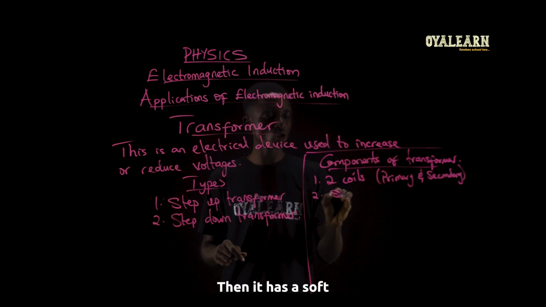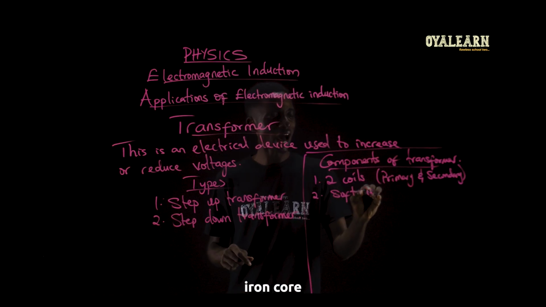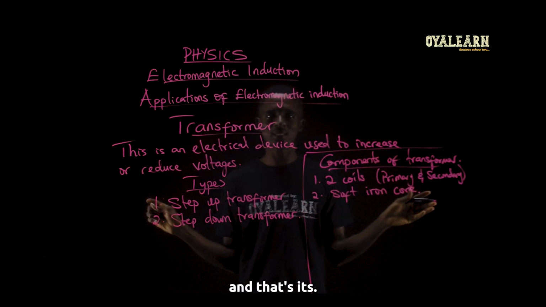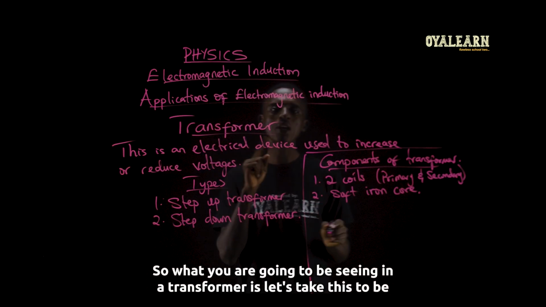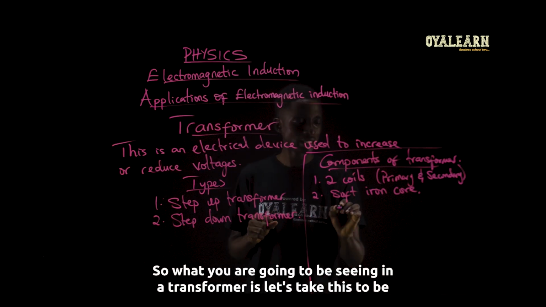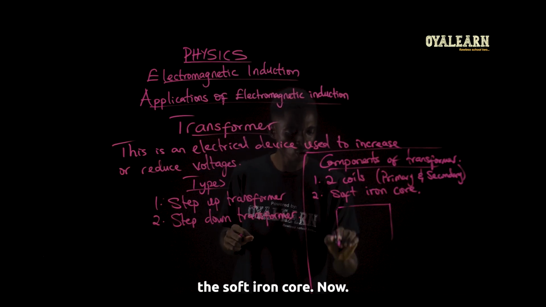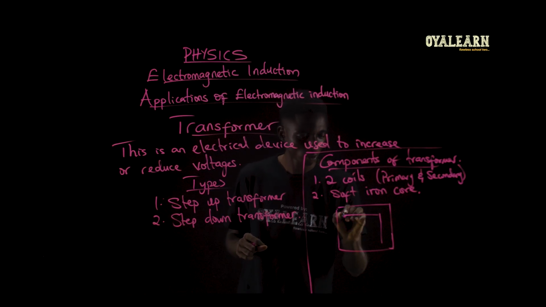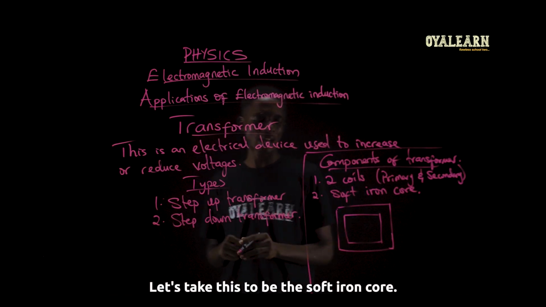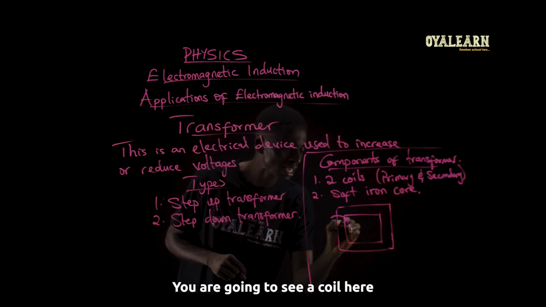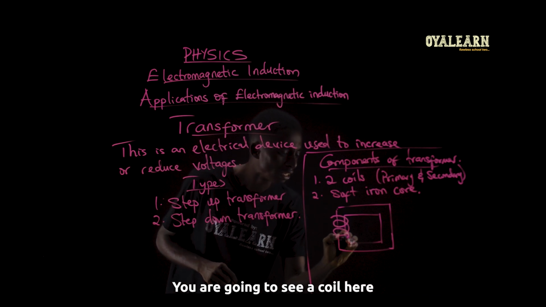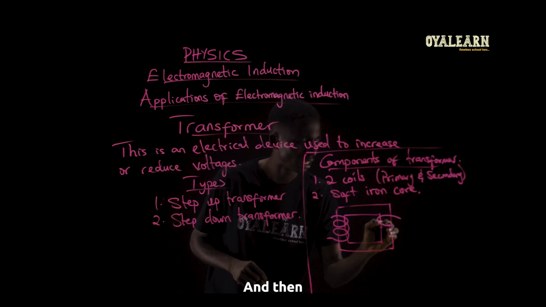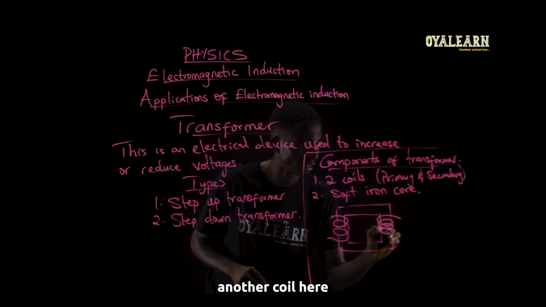Then it has a soft iron core. And that's it. So what you're going to be seeing in a transformer is, let's take this to be the soft iron core. You're going to see a coil here, and then another coil here.